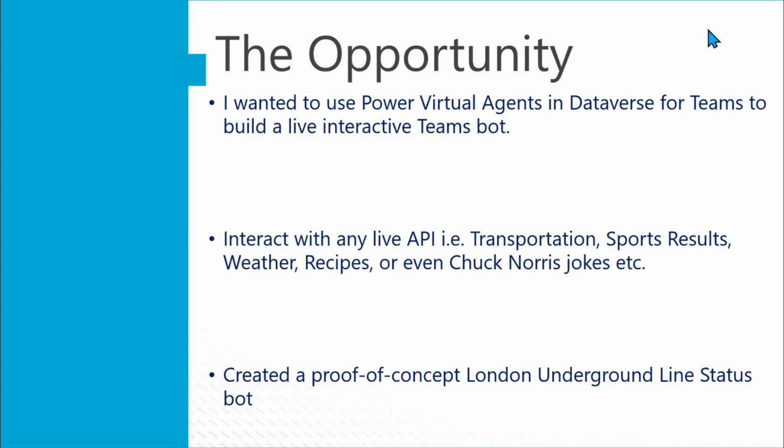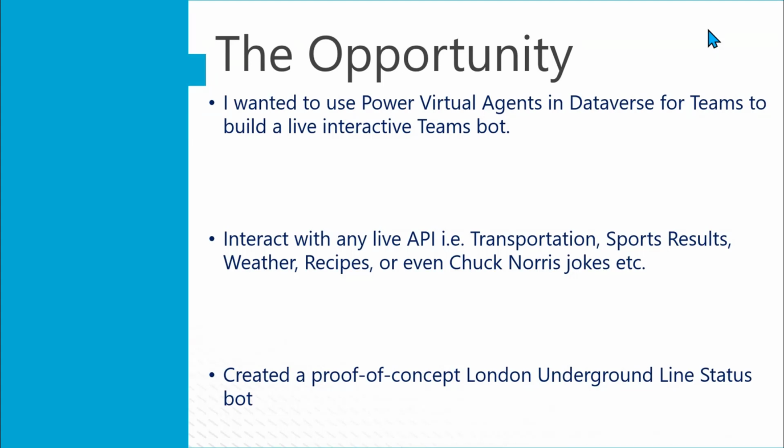So I wanted to use Power Virtual Agents in Dataverse for Teams to build a live interactive bot. As it's Dataverse for Teams, the bot can only be used from the Teams application or Teams web client, so there are some restrictions. But with your bot, you can interact with any live API, i.e. transportation, sports results, weather, recipes, or even there's a Chuck Norris API for quotations.